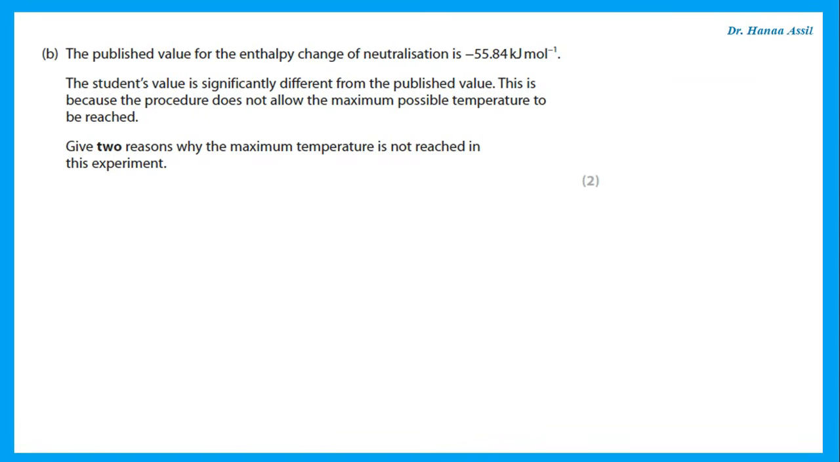Give 2 reasons why maximum temperature is not reached in this experiment. First of all, we're told that the procedure does not allow the maximum possible temperature to be reached, and that's why we got the maximum temperature from the graph. So why is that? Well, first of all, heat loss to the environment, and probably another reason why we did not get the correct maximum temperature was probably the solution was not stirred.